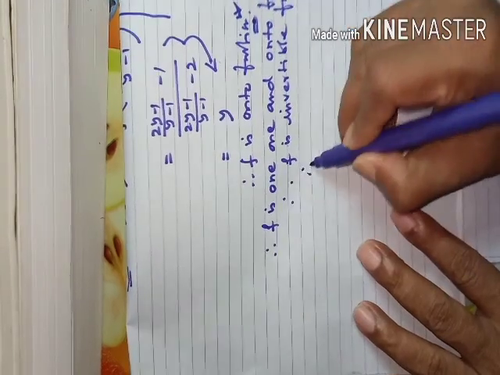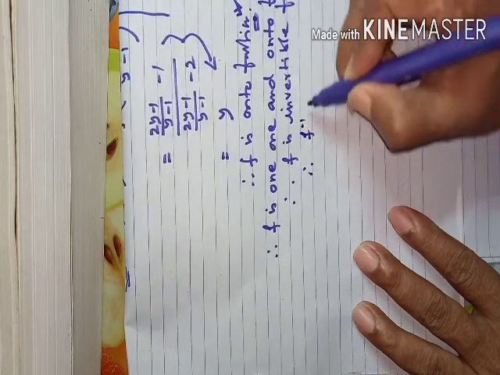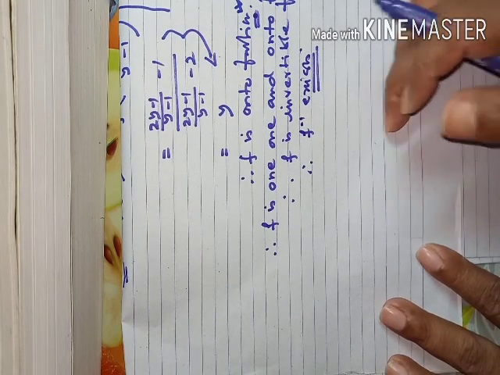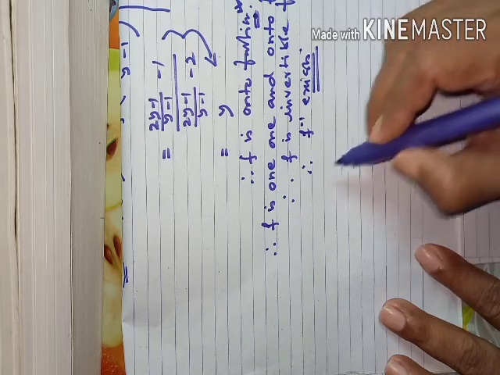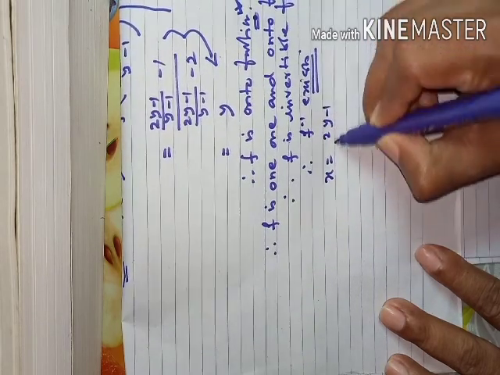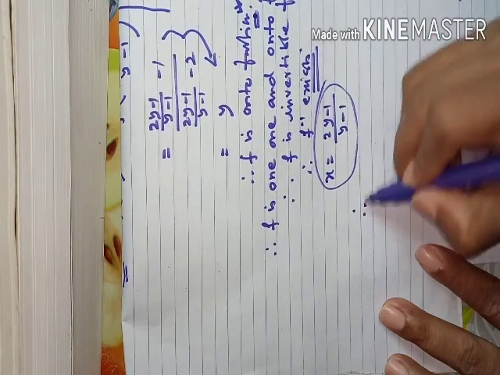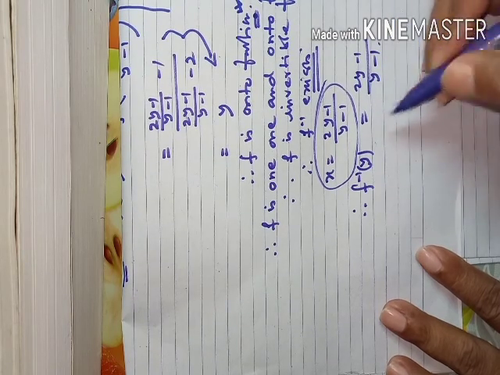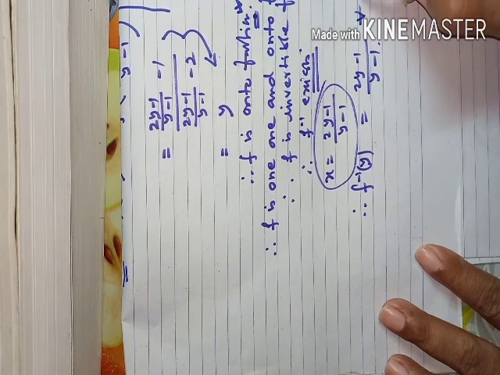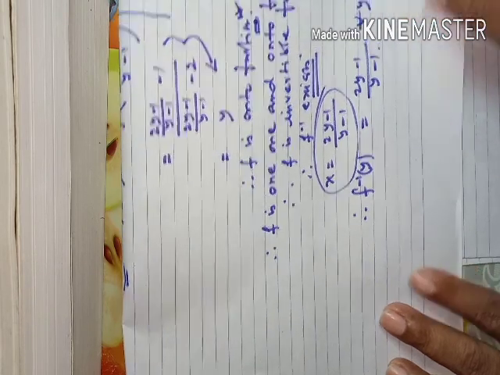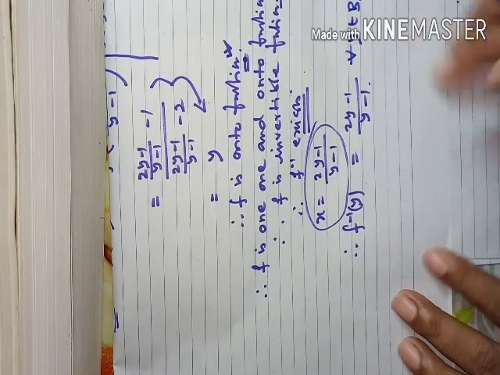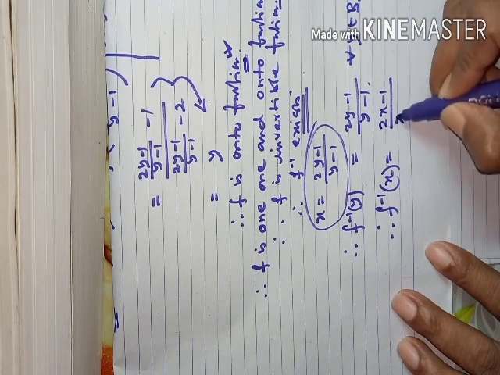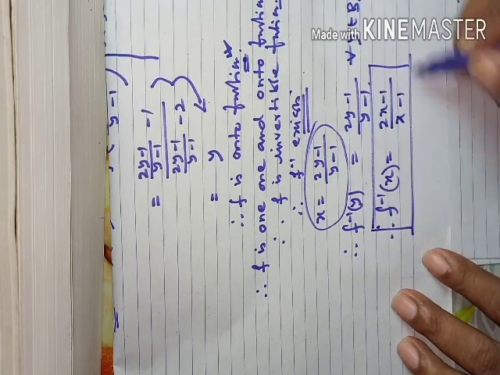So if the inverse exists, we got x equal to (2y minus 1) by (y minus 1), already got this one, for all y belonging to B. So we can write f inverse of x equal to (2x minus 1) by (x minus 1), in terms of x. This is the inverse function.